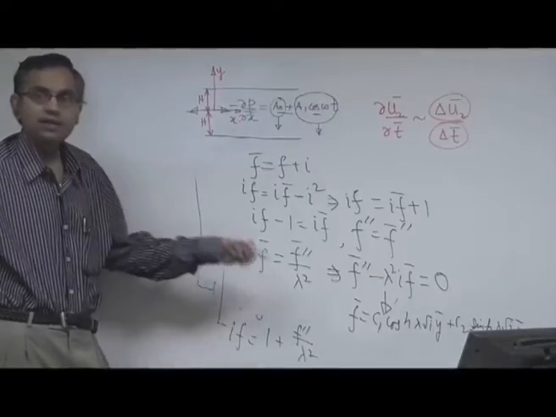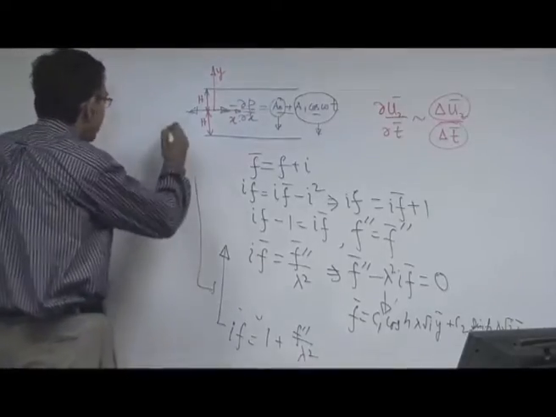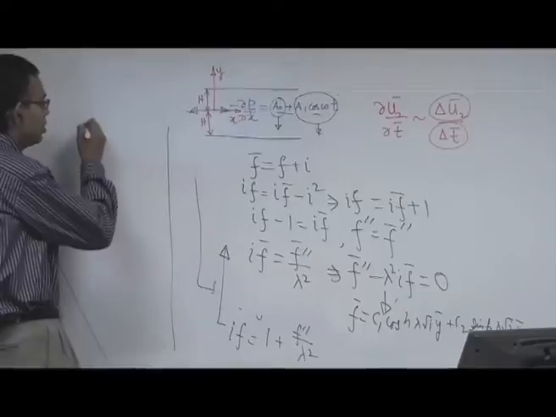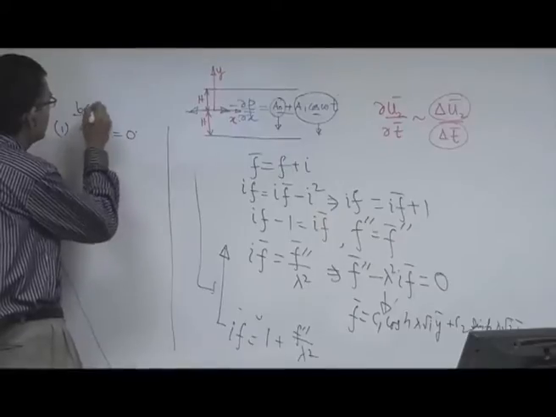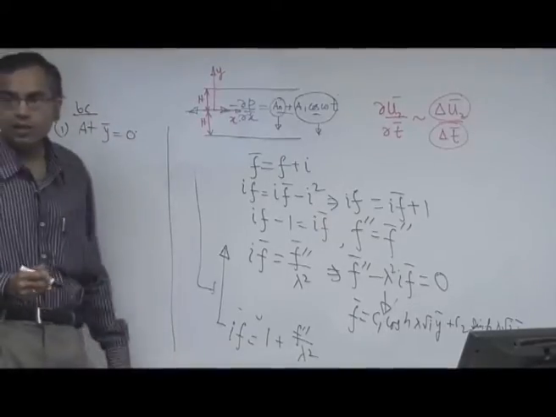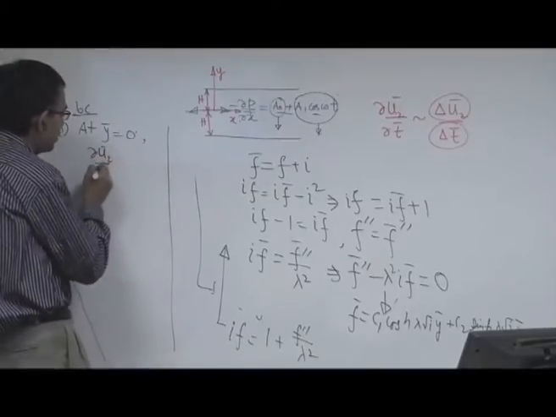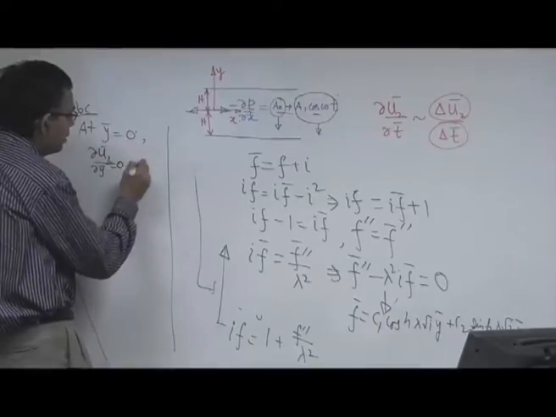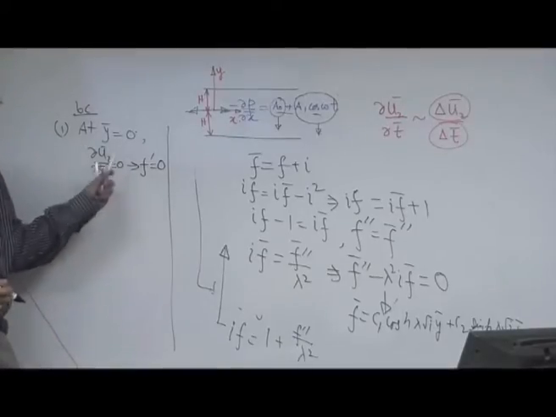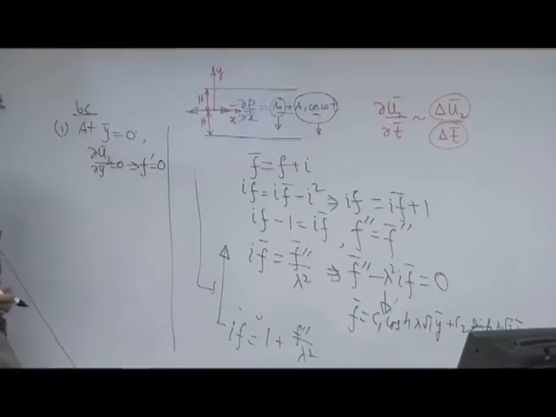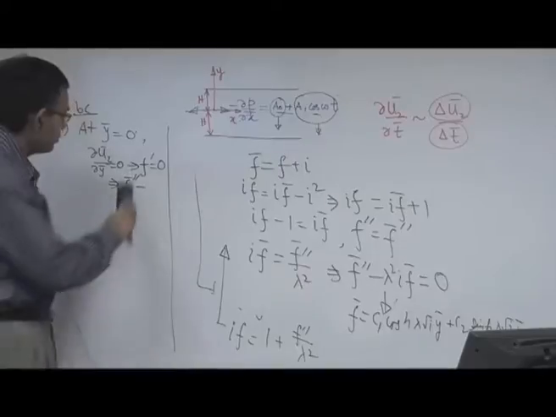Only one thing remains, that is to get the values of C1 and C2. For that we will be using the boundary conditions. At y bar equal to 0, what is the boundary condition? Del u2 del y equal to 0, that means f dash is equal to 0. F is velocity, so f dash is the velocity gradient, and that means f bar dash is 0.